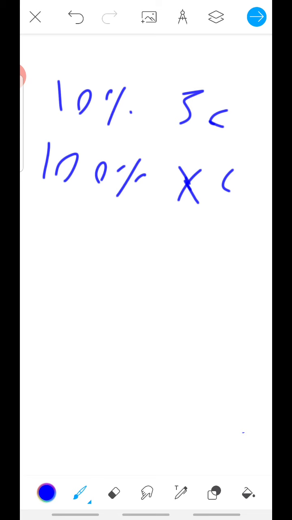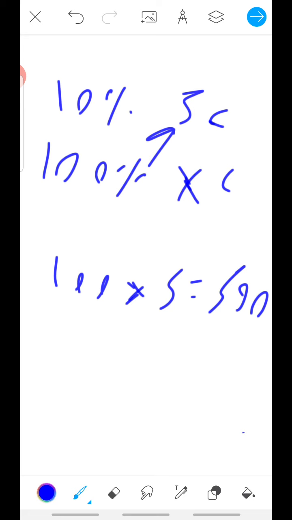Okay, so basically, you do 100 times 5, which is equal to 500. 500 divided by 10 is equal to 50. So that means 50 candies.